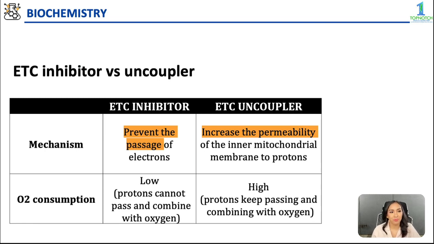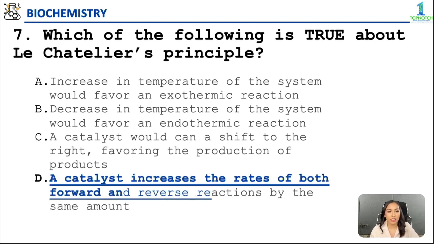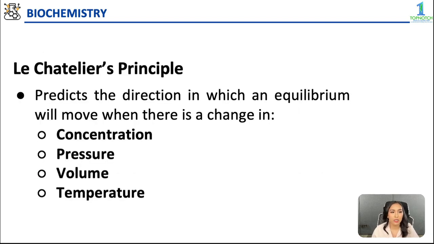Okay, let's go to number 7. Which of the following is true about Le Chatelier's principle? Okay, so the correct answer is D. A catalyst increases the rates of both forward and reverse reactions by the same amount. Let's look at the Le Chatelier's principle. It predicts the direction in which an equilibrium will move when there is a change in 1. Concentration, 2. Pressure, 3. Volume, and 4. Temperature.